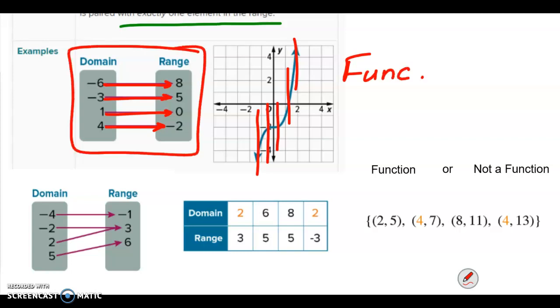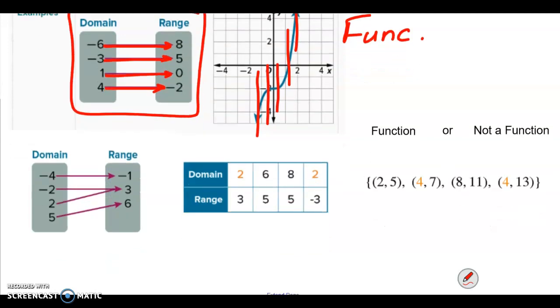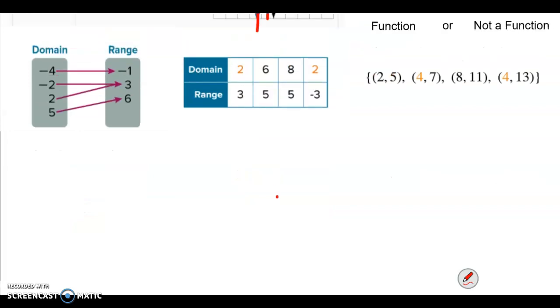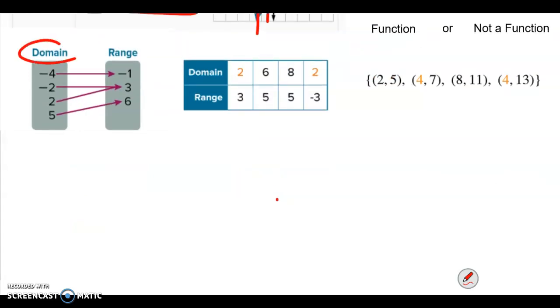So now we're focusing on the mapping version of this, okay? So now what it looks like when we're mapping is if you end up with any domain value that is going to two different range values, you would not have a function. But in this case, I've got -4 going to -1, -2 is only going to 3, 2 is only going to 3, and 5 is only going to 6. This, where you have multiple terms going to a single range value, that's okay.